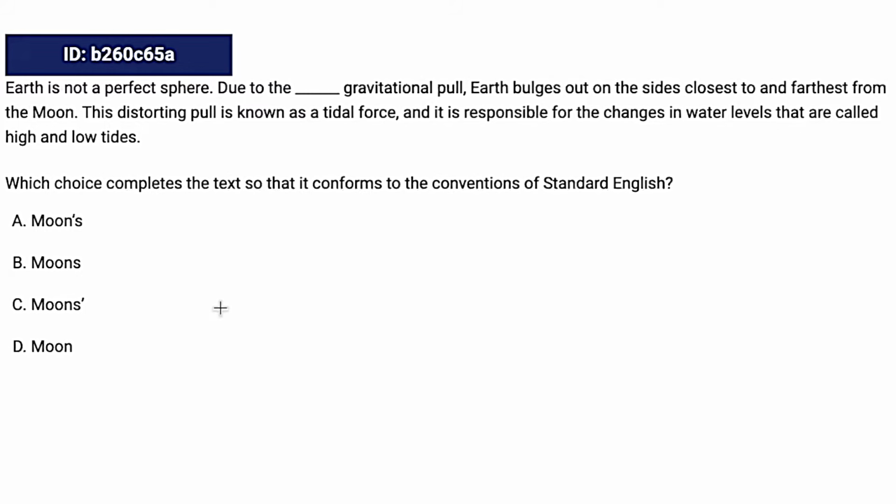And this time I'm not going to skip ahead because I'm assuming we'll need the context to figure out which one of these makes sense. Earth is not a perfect sphere due to the blank gravitational pull. All right. So if we're talking about Earth, hopefully you know that Earth only has one moon and we call it the moon. So it should be singular. For that reason, we can get rid of B and C. And then it says the moon's gravitational pull. So would we want to say the moon gravitational pull or the moon's gravitational pull? Well, the gravitational pull does belong to the moon, so it would be A, the moon's gravitational pull.